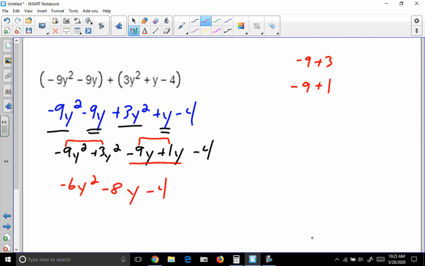Now, if you rearrange these in different orders and put the y's first and then the y squareds, that would be okay. For example, if you wrote it minus 8y minus 6y squared minus 4, that would be acceptable. Normally, we put them in order of descending powers. So y to the second, y to the first, and then no y's.